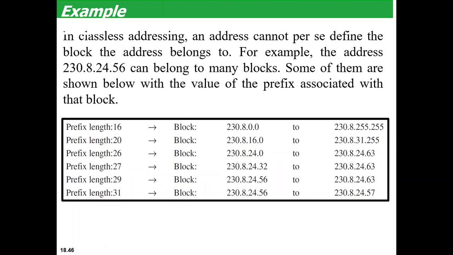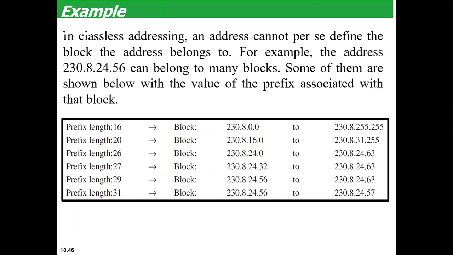The next concept is classless addressing. What is classless addressing? In classless addressing, an address does not indicate which block it belongs to. If any address is given, you cannot easily say which block it belongs to. For example, if an address like 230.24 is given, you cannot define which block. There are a number of blocks in the address space, and you cannot say which particular block this address belongs to.